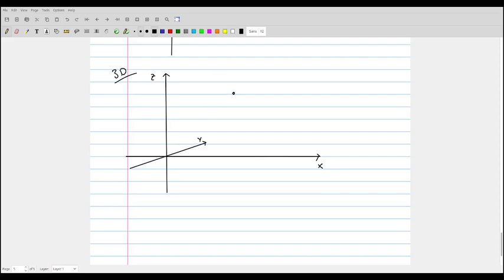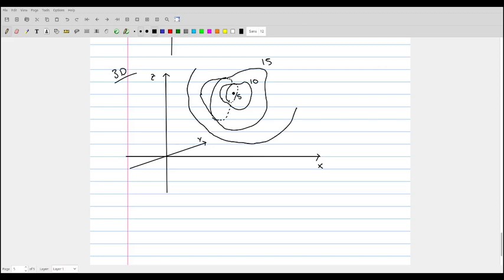So let's say we have a minimum again here at, say, we'll say 5. We have some level surface around this minimum, which corresponds to a function value of 10. We have another level surface around this point, which corresponds to a level of 15. And then another level surface around this point, which corresponds to a function value of 20.